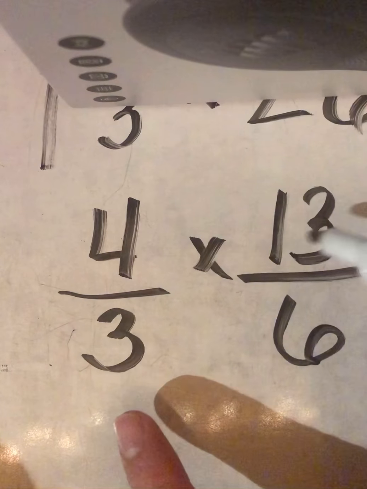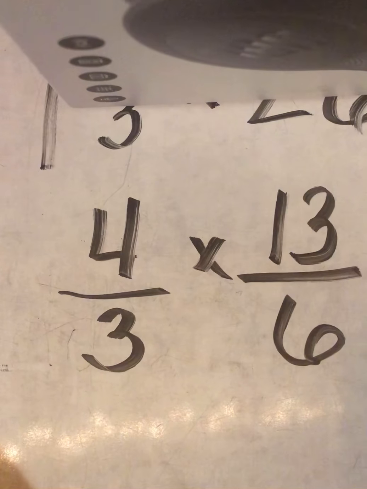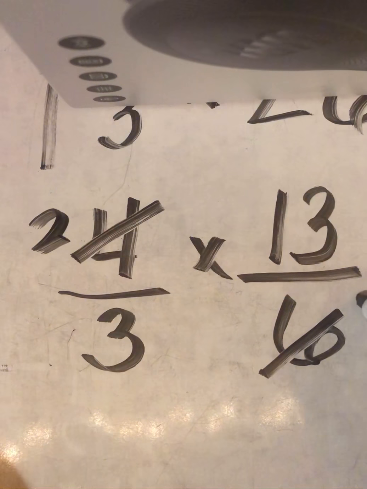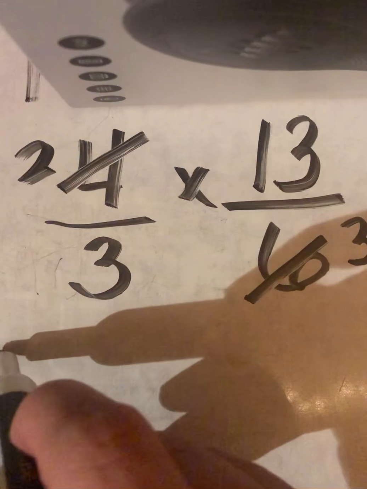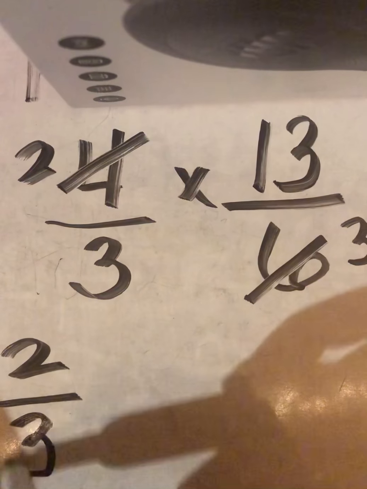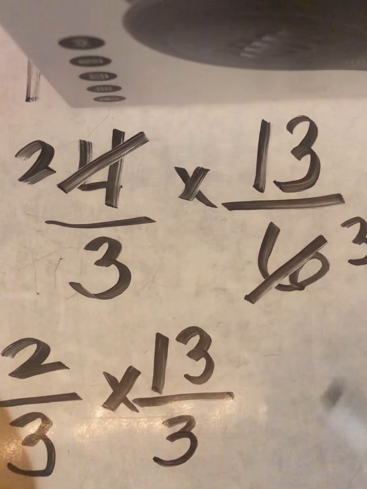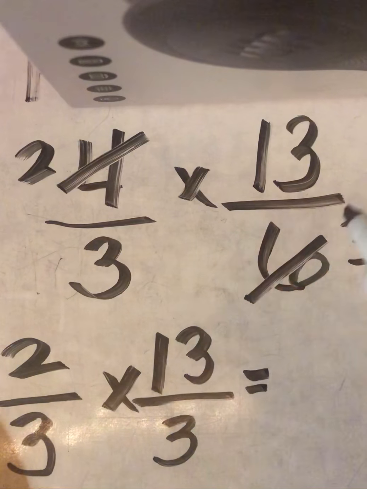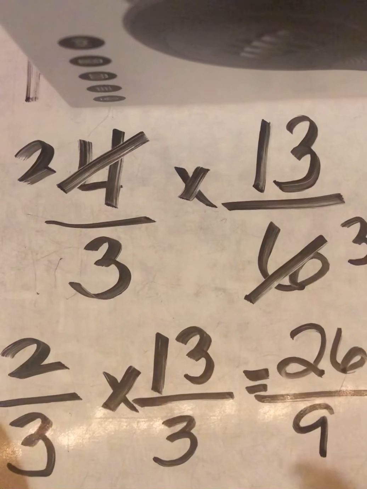3 and 13 don't share a common factor except 1, so leave them alone. 4 and 6 share a common factor, 2, they're both even numbers. 4 divided by 2 is 2. 6 divided by 2 is 3. Then I rewrite 2/3 times 13 over 3. Then I multiply straight across horizontally. 13 times 2 is 26. 3 times 3 is 9. So I get 26 over 9.